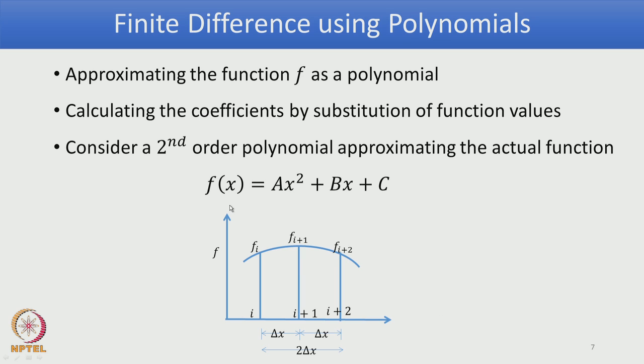Function f of x is approximated by a second order polynomial as given here, a x squared plus b x plus c. This is a schematic graphical representation of the function, with the point of interest f of I at I, the neighboring points in the forward direction I plus 1, which is at a distance of delta x, and I plus 2, which is at a distance of 2 delta x from the point I, or a distance of delta x from the point I plus 1.